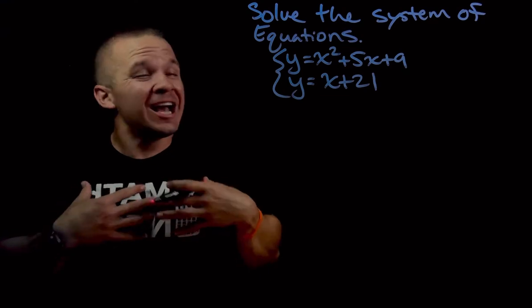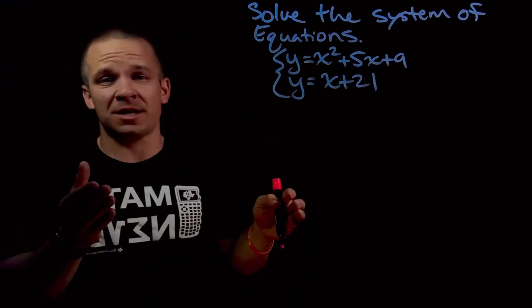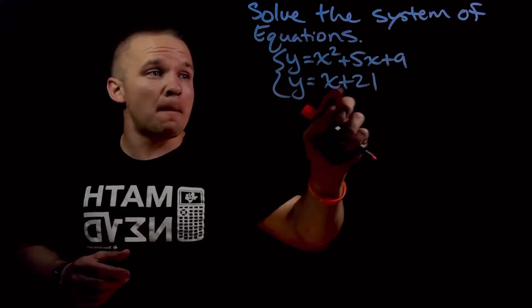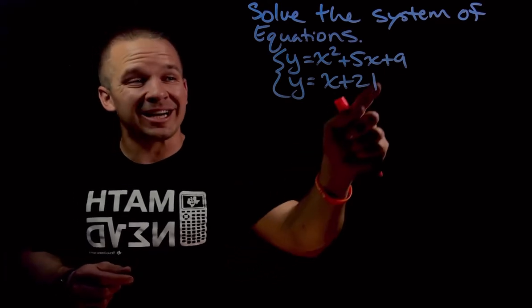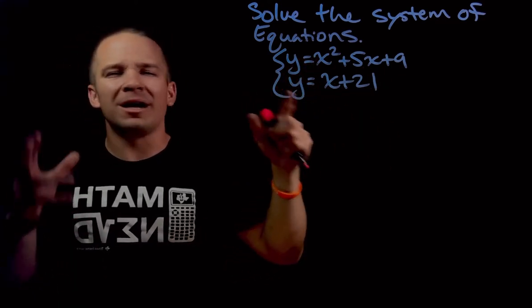I personally, as much as I love elimination method when I'm dealing with two linear equations, I'm a fan of substitution here, and they're both equal to y. So if they're both equal to y, I can just set my right-hand sides equal to each other. Technically, we're setting this right here, subbing it in for that y right there, but set the two sides equal.